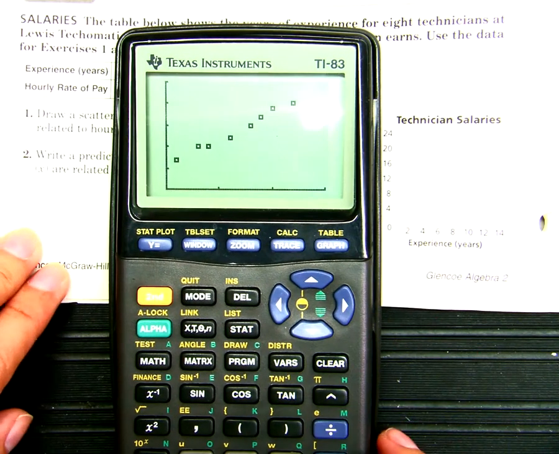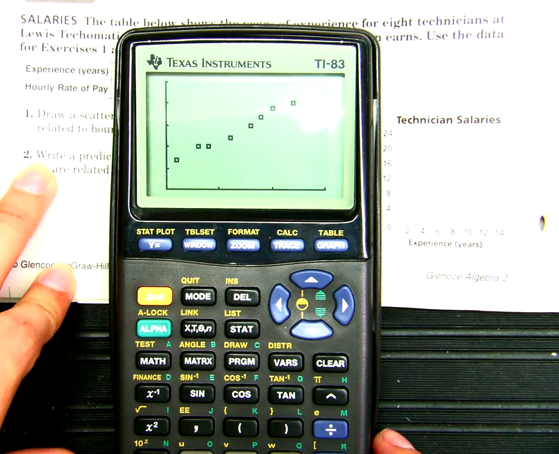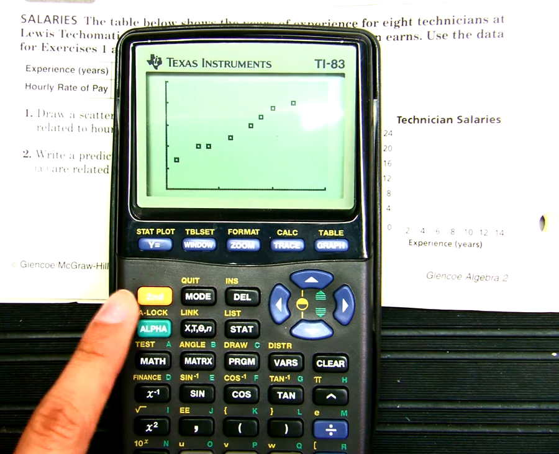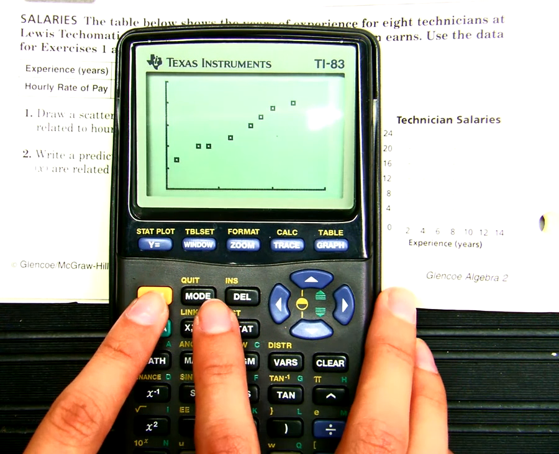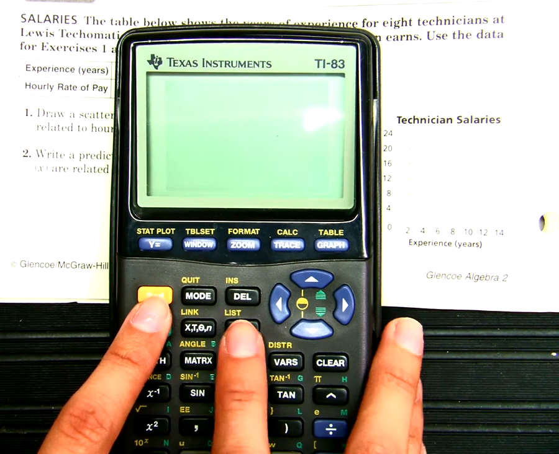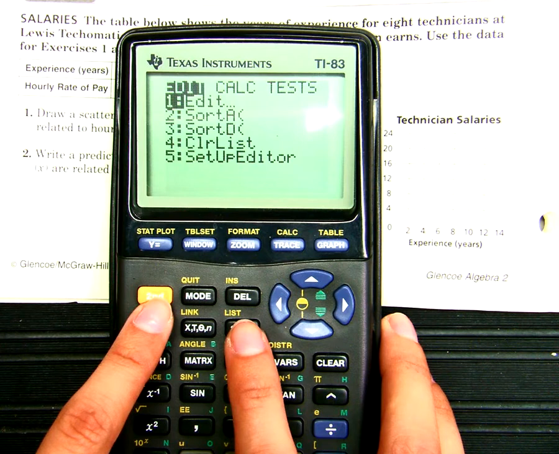That's all fine and dandy, but we do want to get a line of regression. That's the second question there: write a prediction equation. Ours is going to be more accurate than a prediction equation, because the calculator is going to do all the averaging and statistics for you. So we want to go back to our home menu. We'll go 2nd, quit, which is 2nd mode. Let's go back to stat.